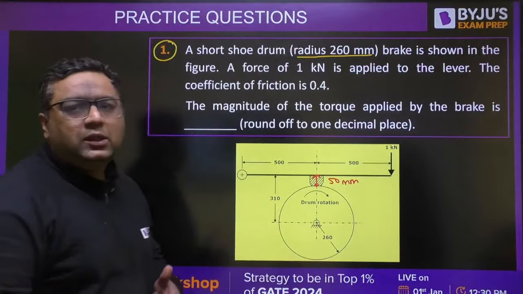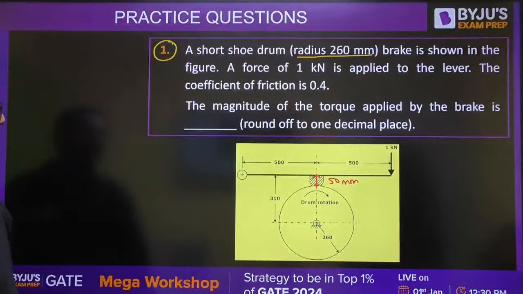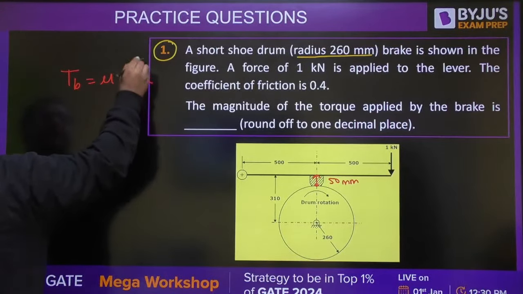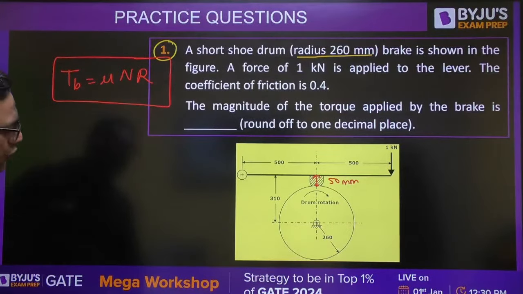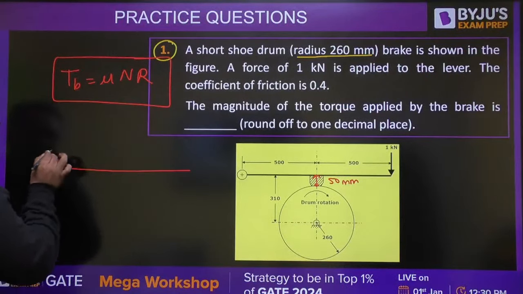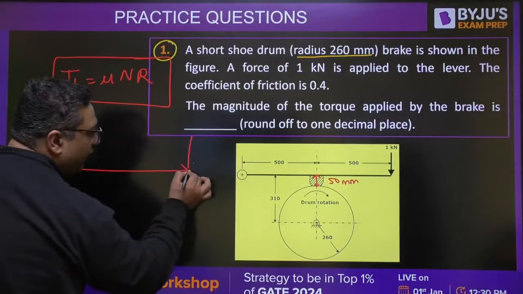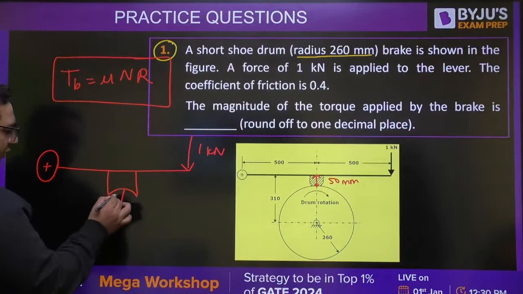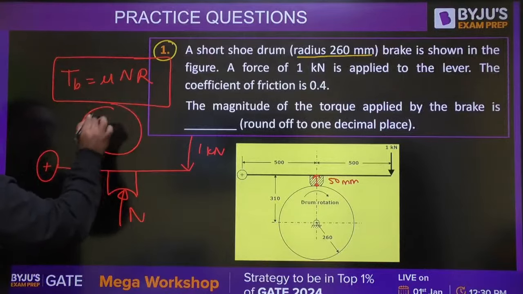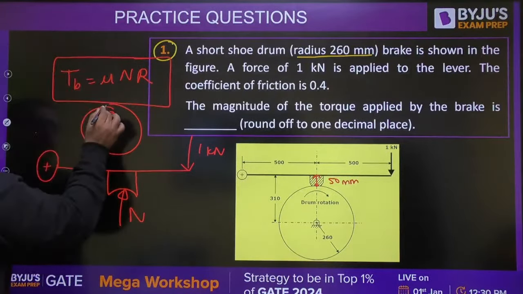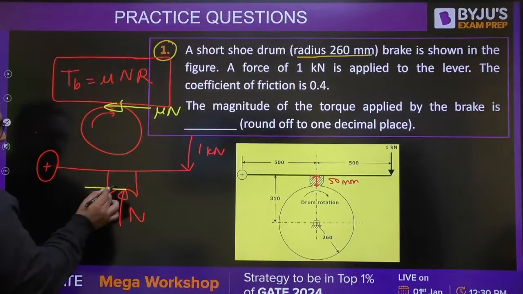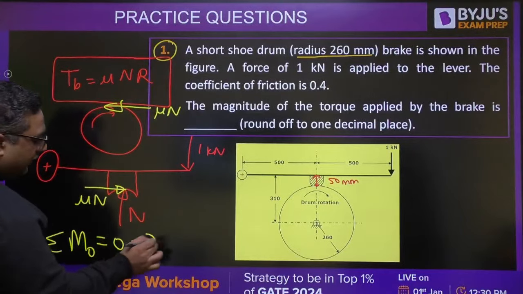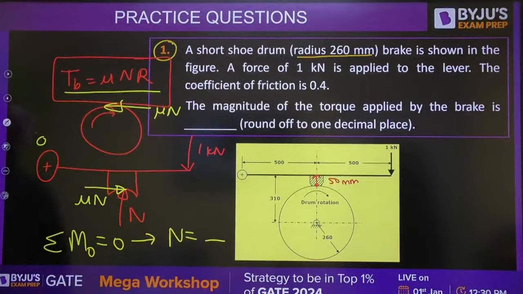This is from the shoe brake, and you need to find out the braking torque. For this we need some analysis. The formula for braking torque is mu N R. We do not have the value of N, so we need to calculate that. If I show you the free body diagram, which will help you to calculate, here we have a force of 1 kN, and this is going to be the shoe. Here we have a normal reaction of N. As the drum is rotating clockwise, the friction force on the drum will act like this. Sorry, on the shoe, this would be the friction force. Just take summation of moments about O to be zero. This will give you the value of N. Then you can find out mu N R. That is your answer.